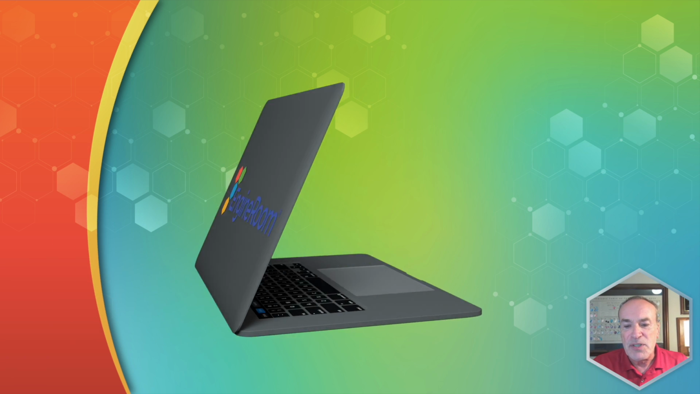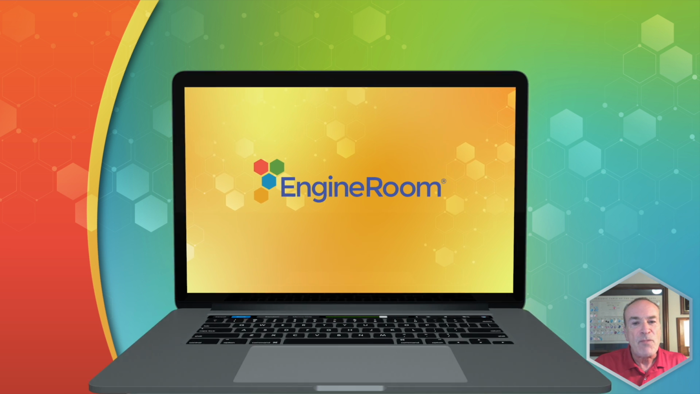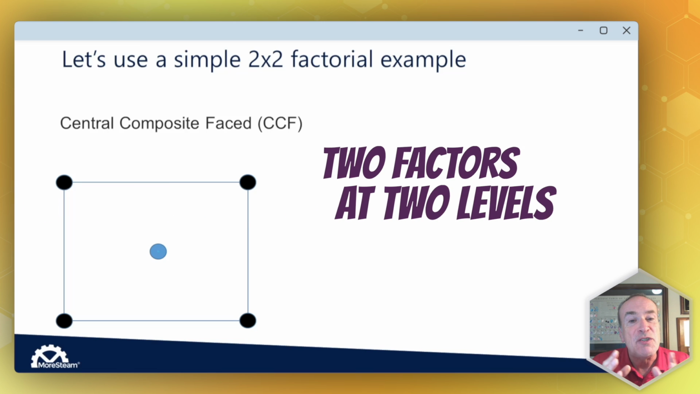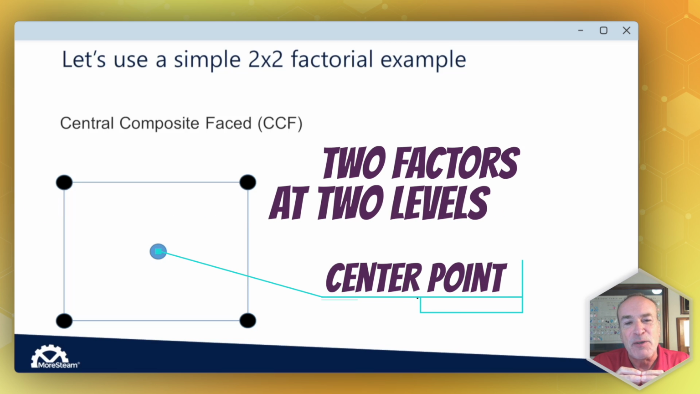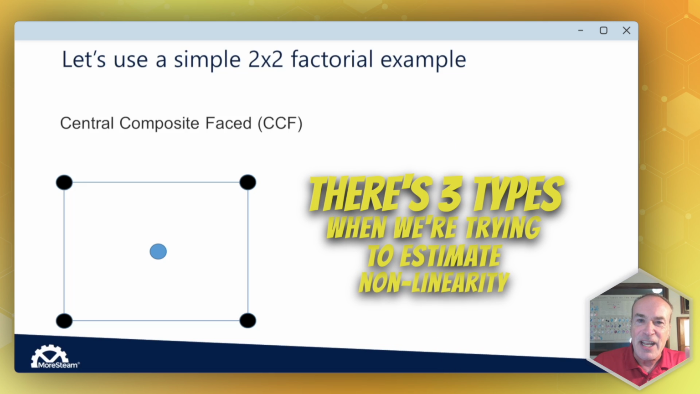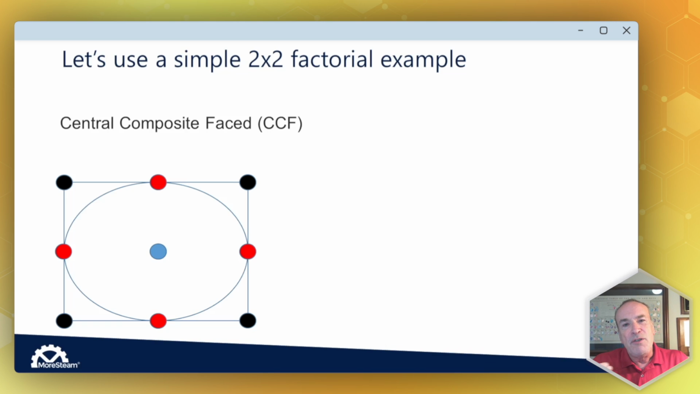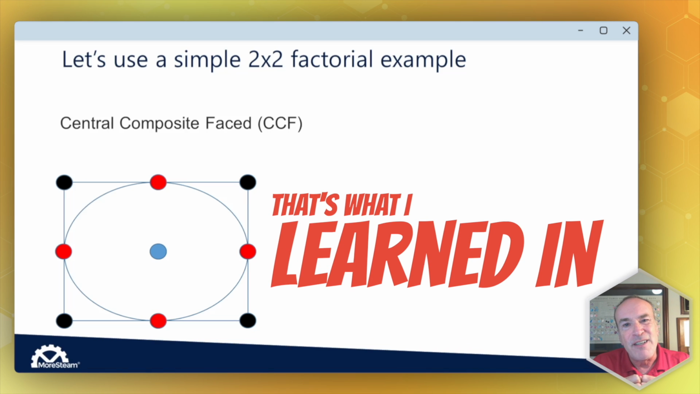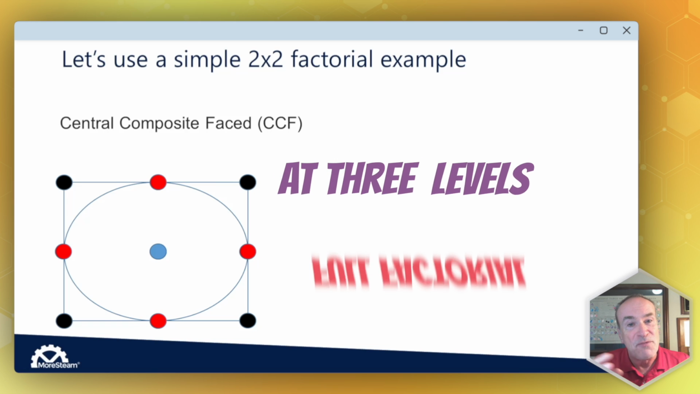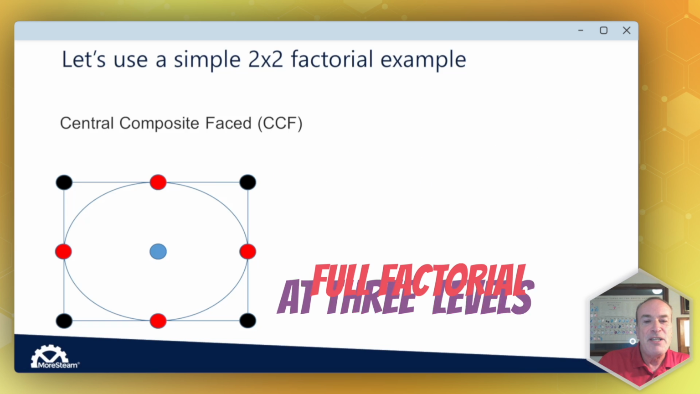So let's look at a real simple example. So we have a 2 by 2. So we have two factors at two levels, and that blue dot is a center point. And I've got some fancy names in here. If you care, great. If you don't, doesn't matter. But there's three types when we're trying to estimate nonlinearity as you could possibly run. And so you see this and you go, that's what I learned in design experiments. That is two factors at three levels, full factorial. All right, 3 to the 2.